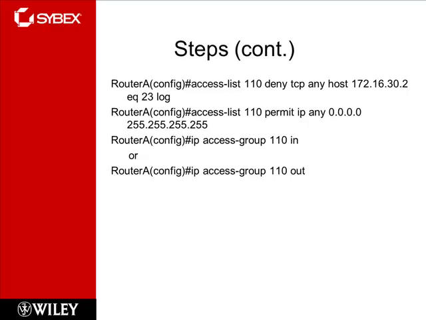IP access-group 110 in. The access group number matches the number of the access list. Access group tells us it's on an interface. Access class would be for a VTY connection, a virtual terminal connection.